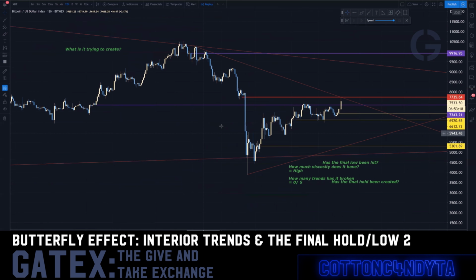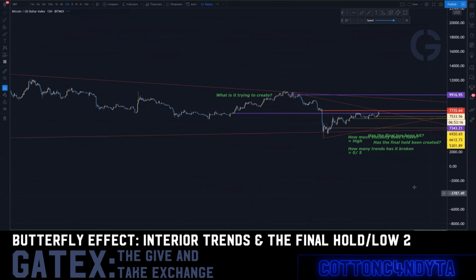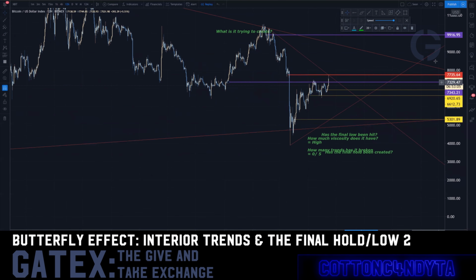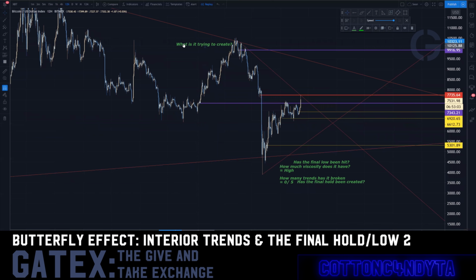This is the way we look at it. And again, just to recap, we have simply looked at exterior trends in this whole area. Interior will be next, right? Now we'll switch this over because we're going to be on interior trends.